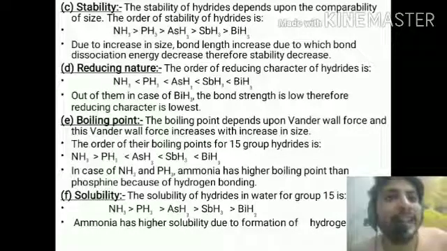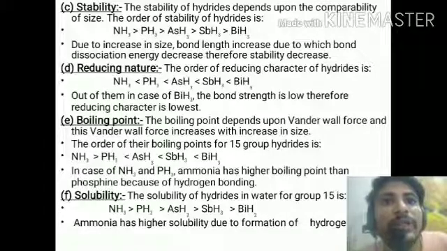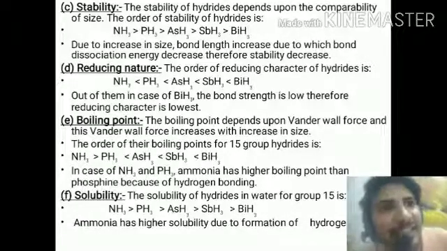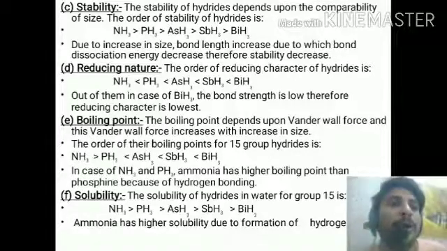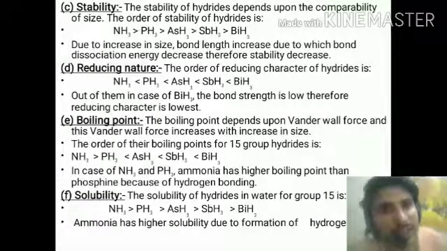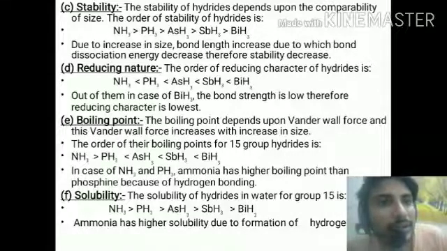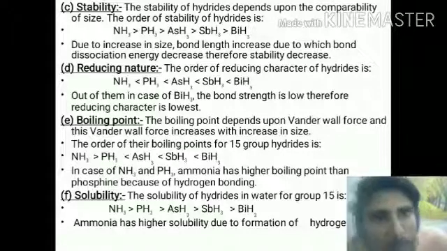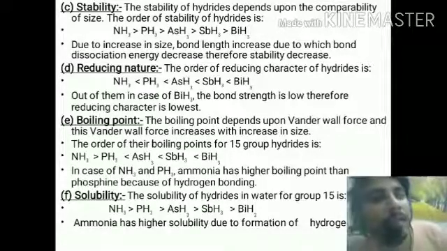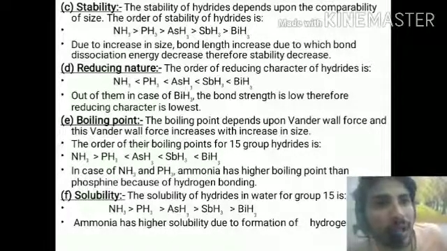Due to the increase in size, bond length increases, due to which bond dissociation energy decreases. Therefore, stability decreases. Stability also depends upon bond dissociation energy. Now, reducing nature. Reducing means it provides the H. The reducing character of the hydrides increases from top to bottom. Out of them, in the case of bismuth, the bond strength is low. Therefore, the reducing character is highest.